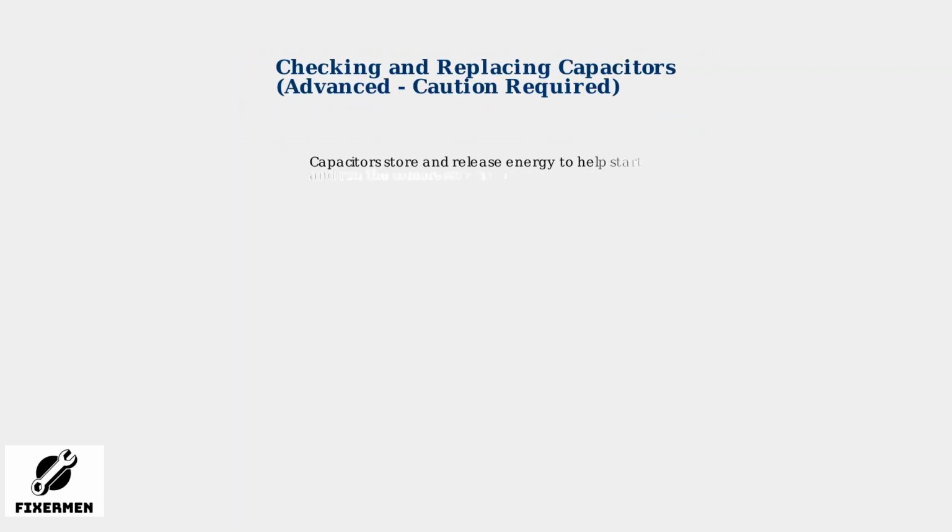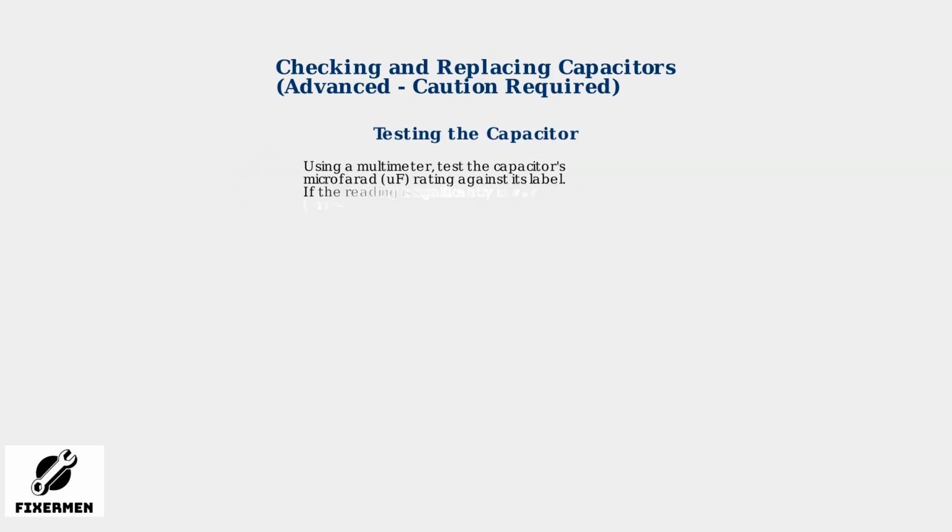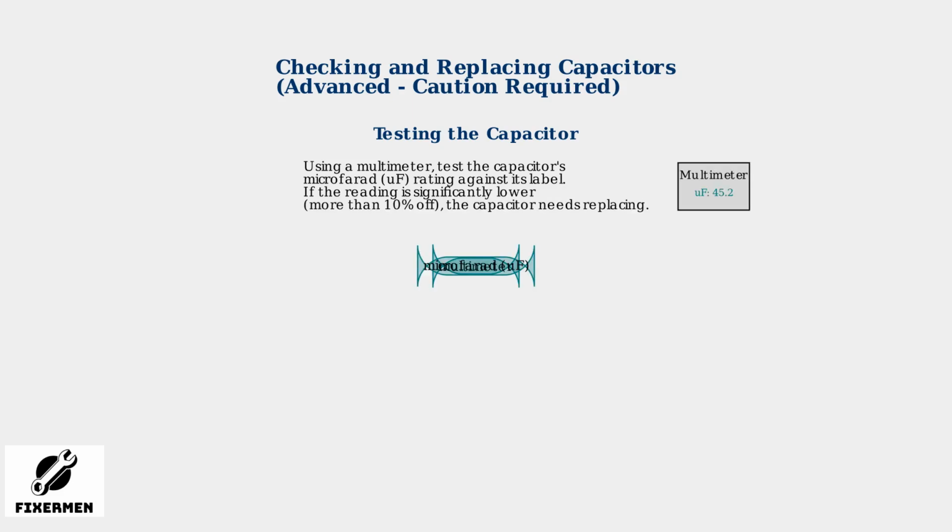Capacitors store and release energy to help start and run the compressor motor. A weak or failing capacitor can cause the compressor to draw excessive current. Warning: capacitors store a dangerous electrical charge even when the unit is off. Only attempt this if you have experience with electrical work and understand how to safely discharge a capacitor. Using a multimeter, test the capacitor's microfarad rating against its label. If the reading is significantly lower, more than 10% off, the capacitor needs replacing.